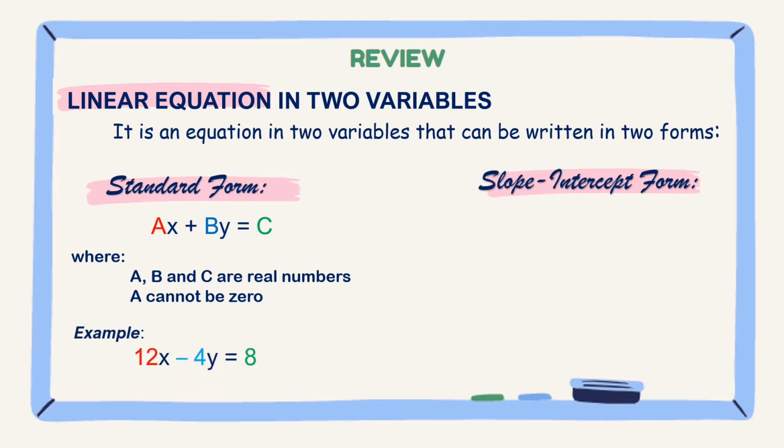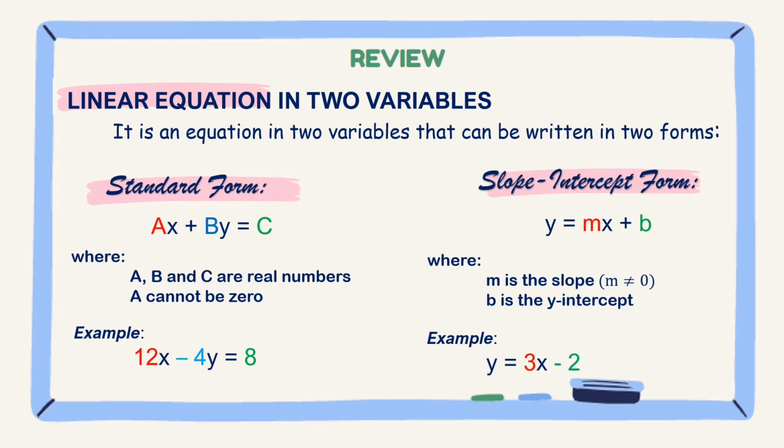For example, 12x minus 4y equals 8. On the other hand, slope-intercept form is written as y equals mx plus b, where m is the slope, m is not equal to 0, and b is the y-intercept. For example, y equals 3x minus 2. In this case, the slope is 3 and the y-intercept is negative 2.